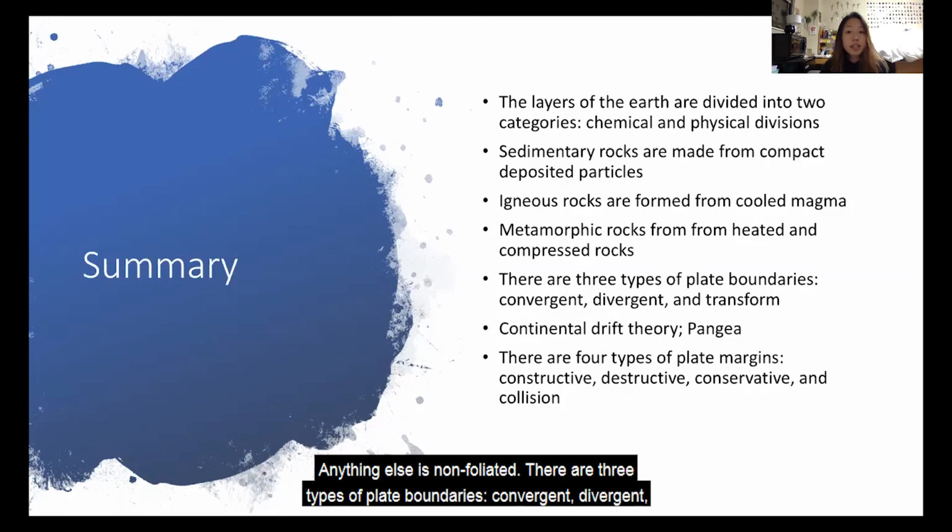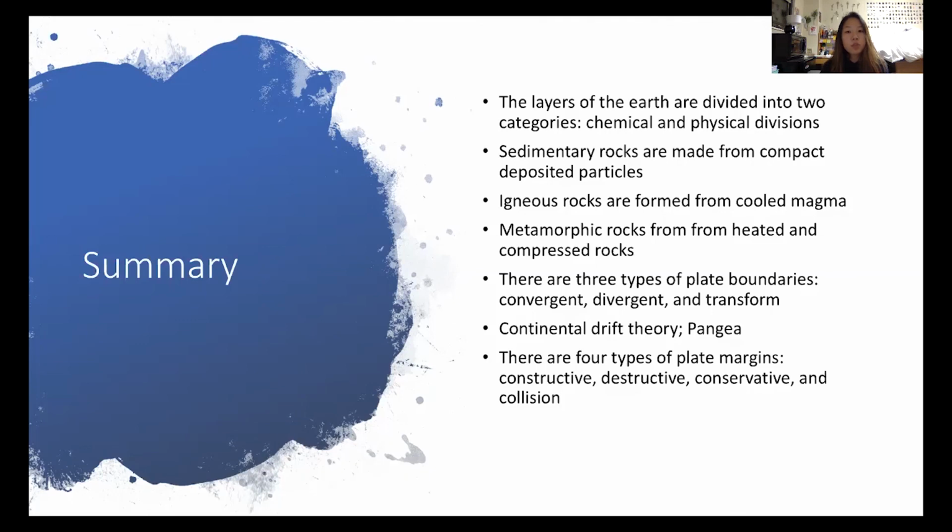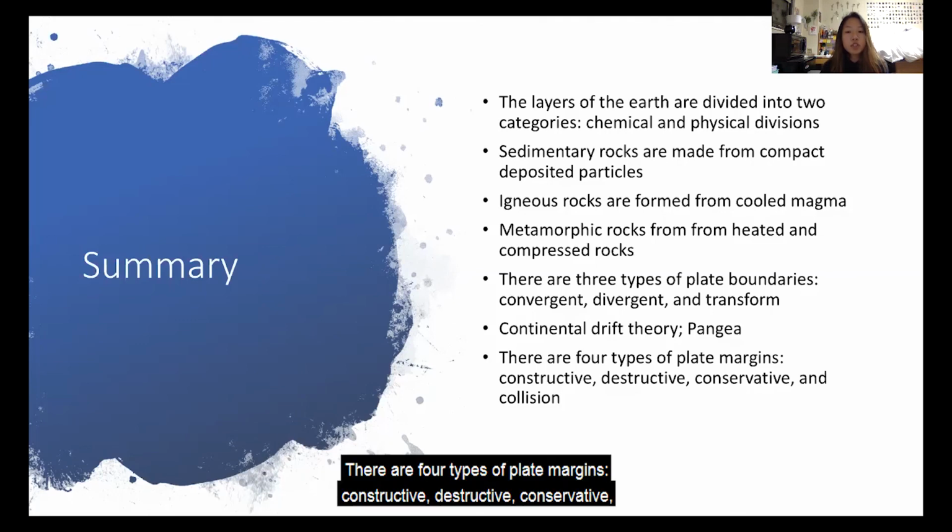Anything else is non-foliated. There are 3 types of plate boundaries: convergent, divergent, and transform. Convergent plate boundaries are when 2 tectonic plates come together. Divergent are when they drift apart, and transform is when they slide past each other. The continental drift theory states that all of the continents used to be part of one supercontinent named Pangaea. Over time, they split into the continents we know today. The theory of tectonic plates is supported by the seafloor spreading in mid-ocean ridges. This proves that tectonic plates move and form new rock. There are 4 types of plate margins: constructive, destructive, conservative, and collision.